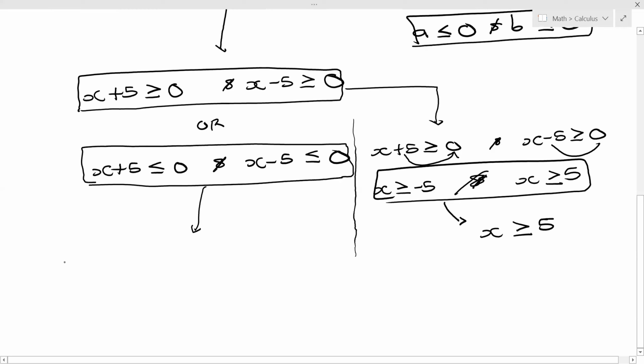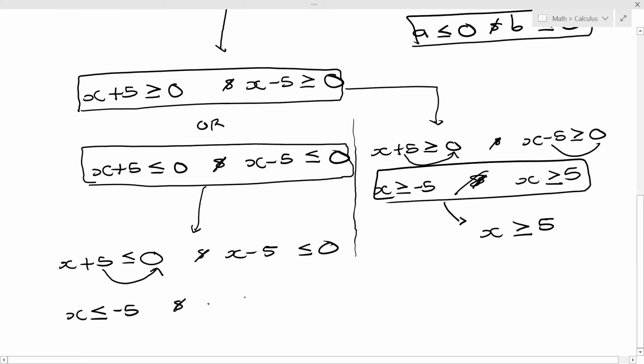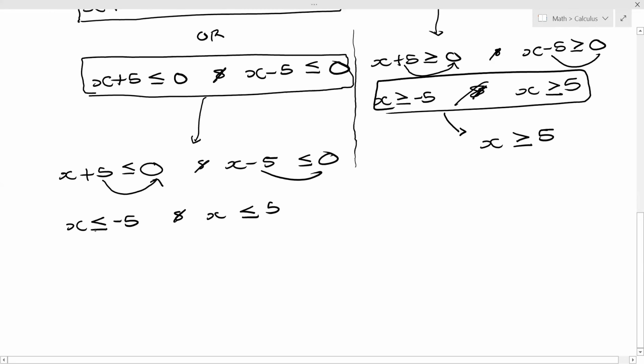We have x plus 5 is less than or equal to 0, and x minus 5 is less than or equal to 0. Remove this here. This becomes x is less than or equal to -5 and x is less than or equal to 5. So again, we can combine these two.